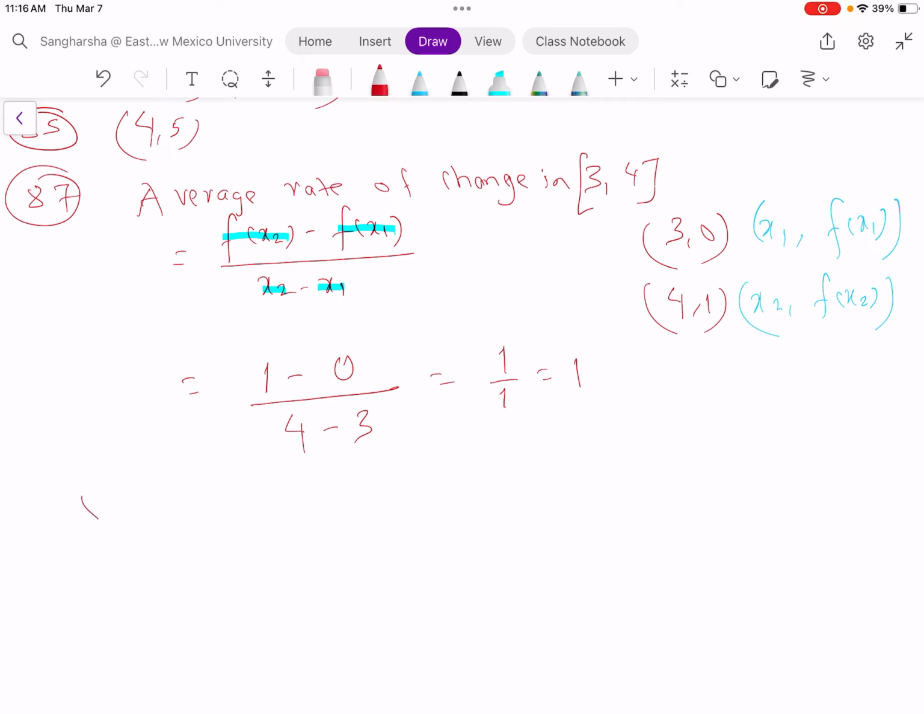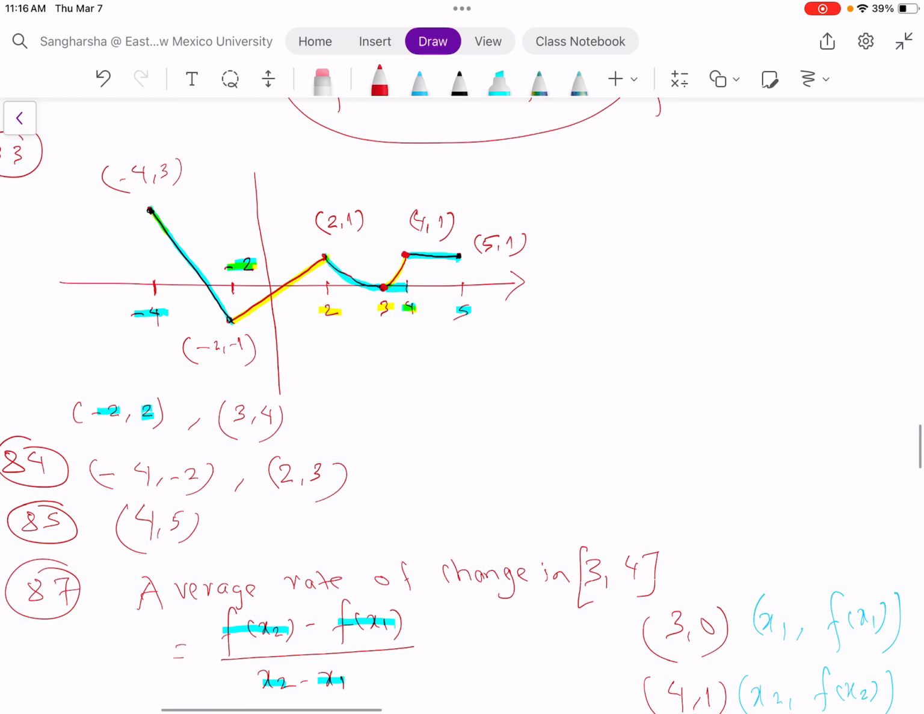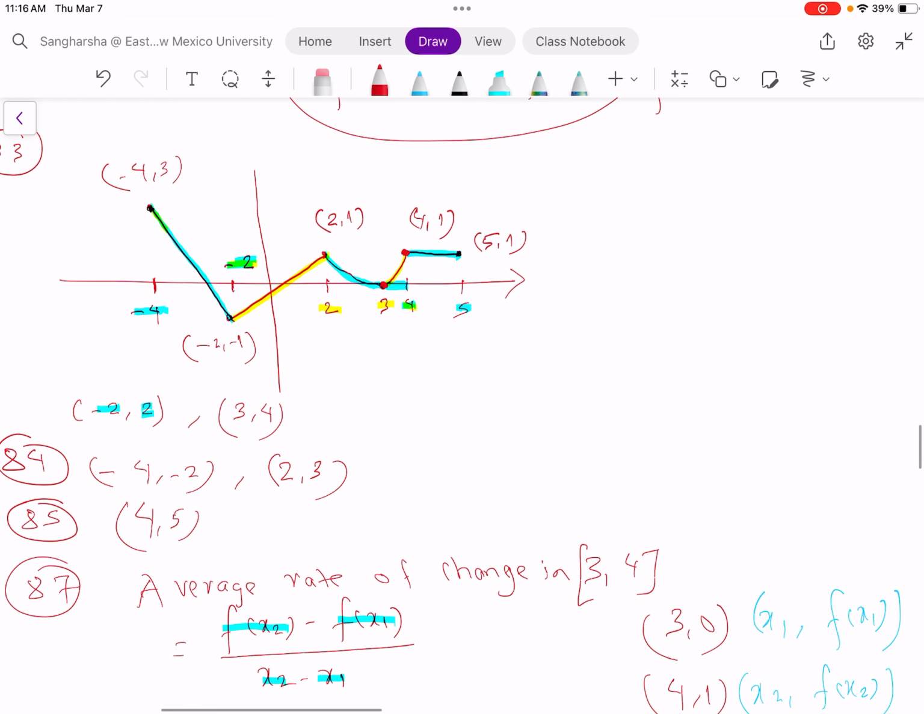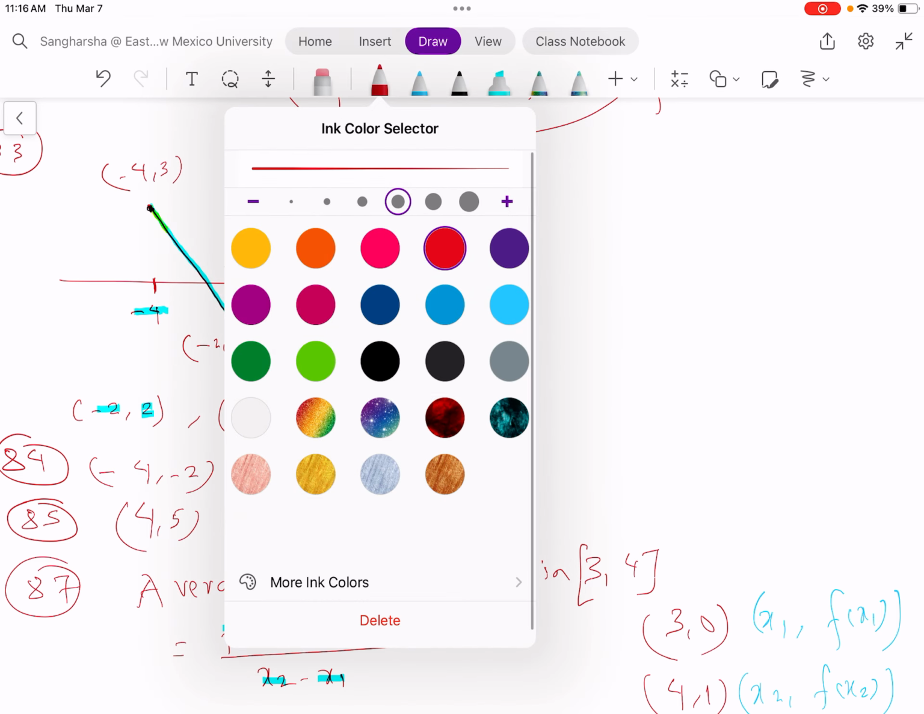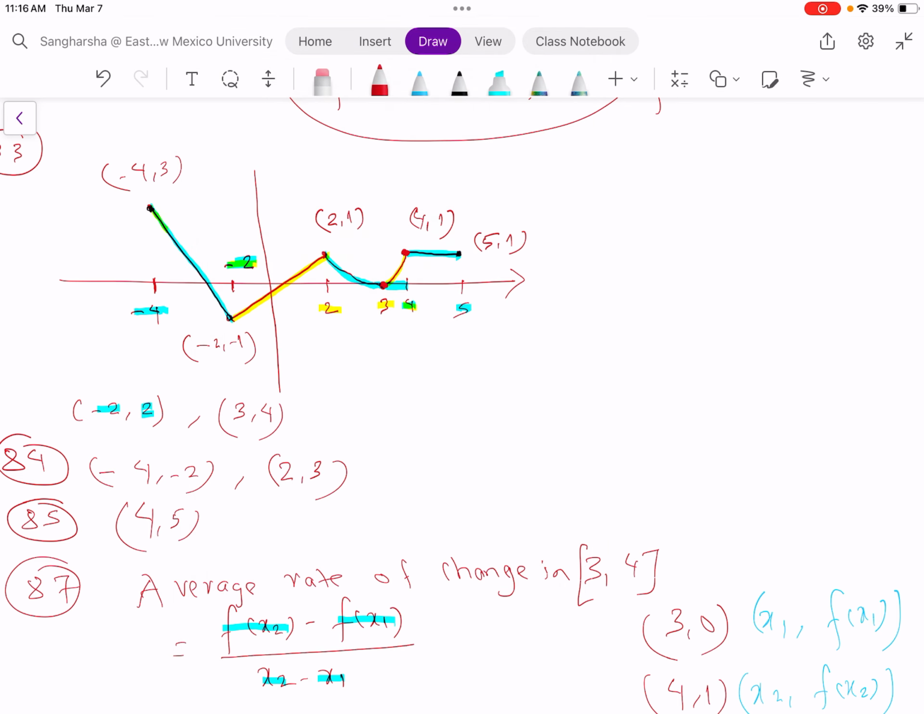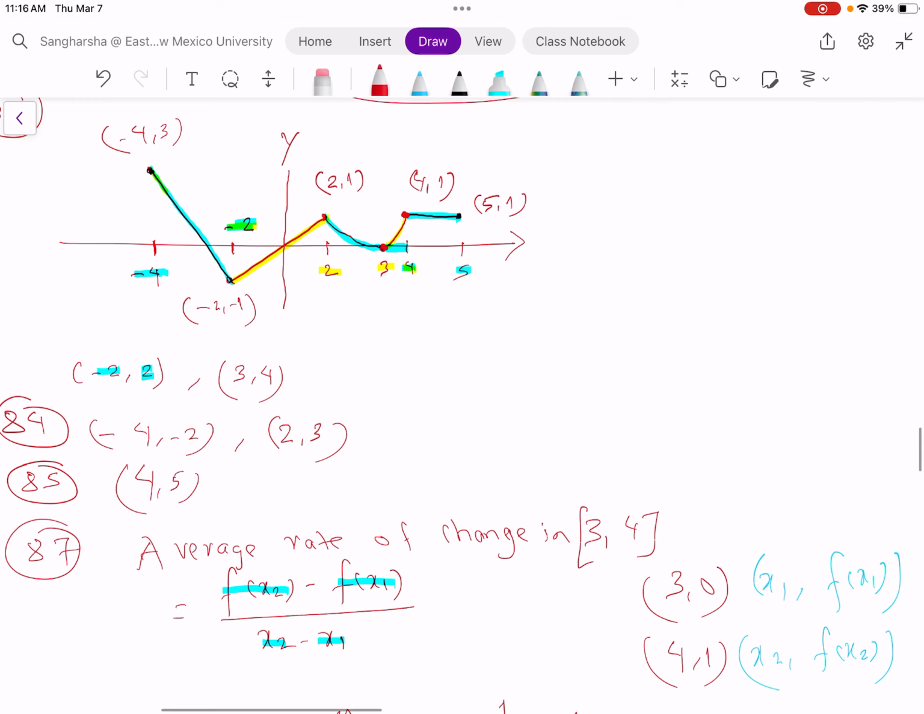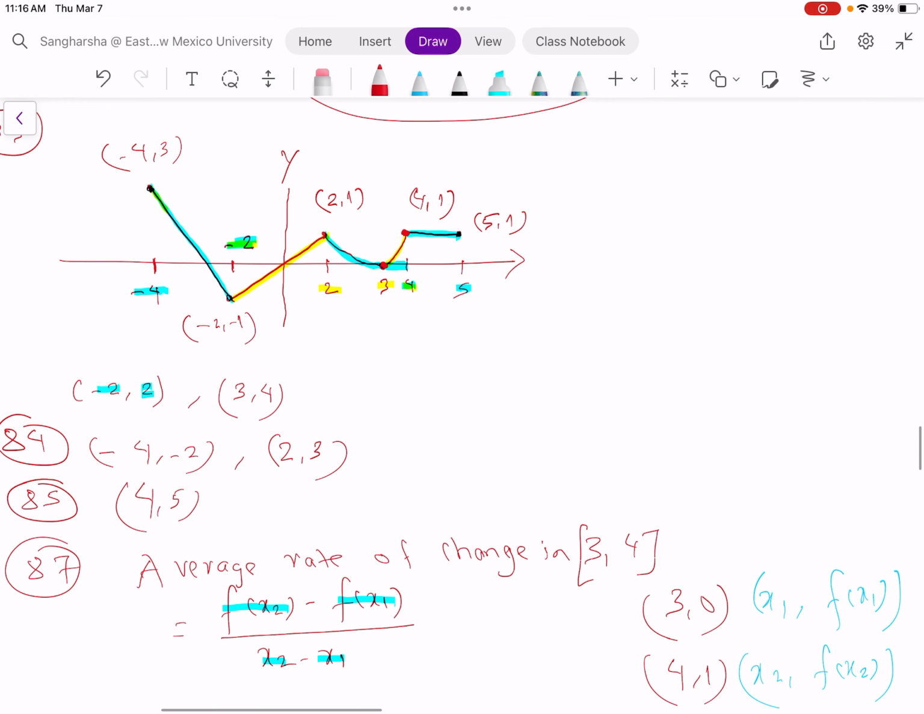Number 88. Find the y-intercept. Now in this graph, what is the y-intercept? Oh, okay. My graph is not correct here. In your book, your graph passes through the origin. So in our book, we have this y-axis. This is our y-axis. Can you tell me what is the y-intercept for this graph?